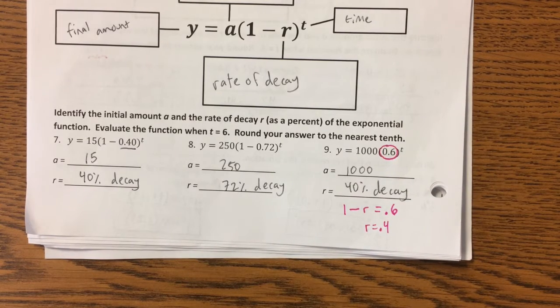With growth, it's a little bit more obvious because it'll be something like 1.4, and so you say 40% growth. With decay, it's not as obvious.